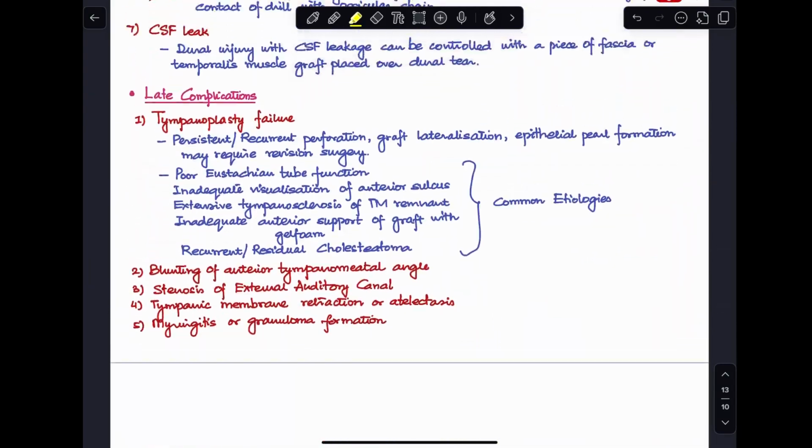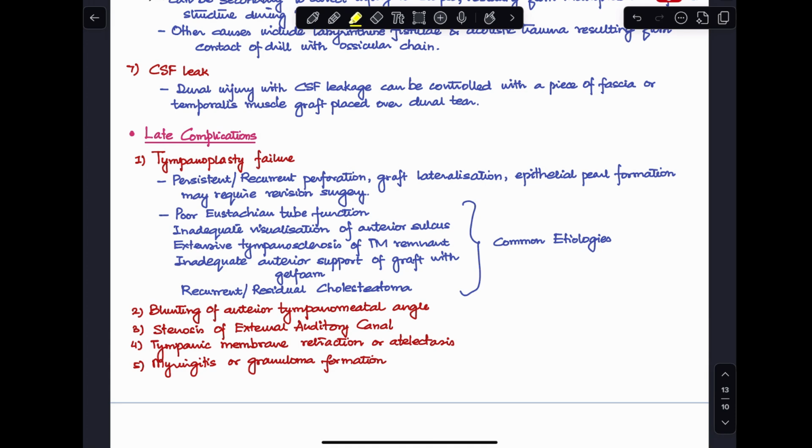Next, let's move on to the late complications. The most common one is the failure of your surgery. Now, what could be the reasons for this? Persistent or recurrent perforation, graft lateralization, epithelial pore formation. All these cases would require a revision surgery again.